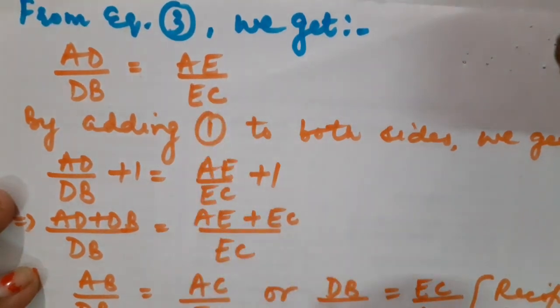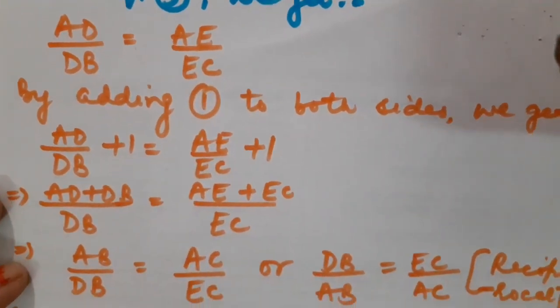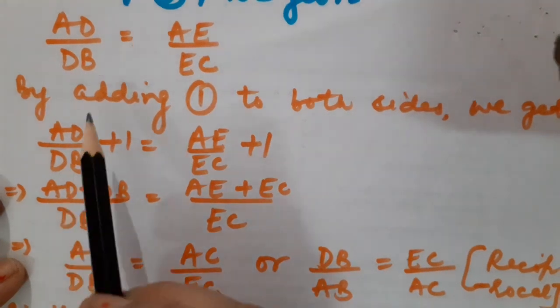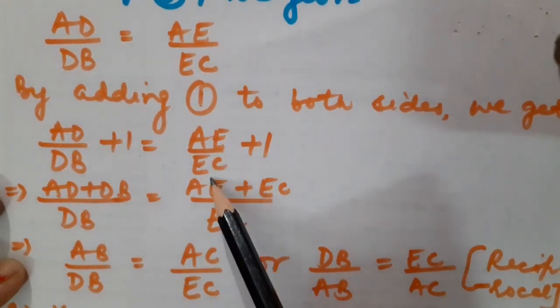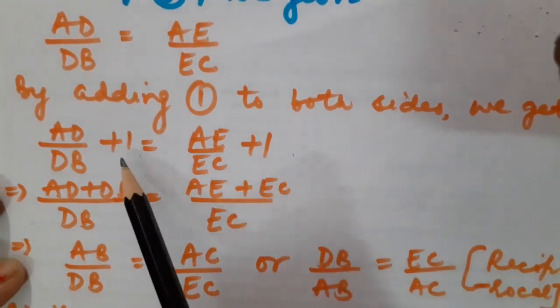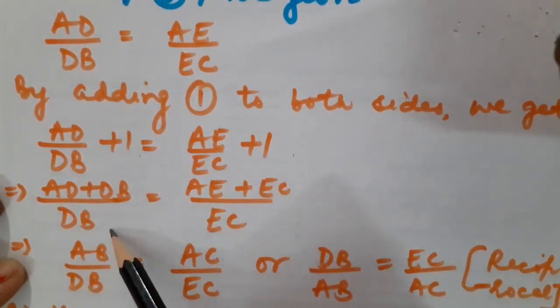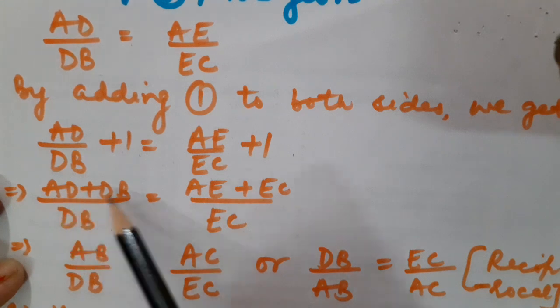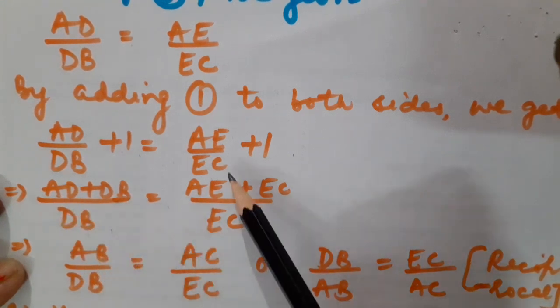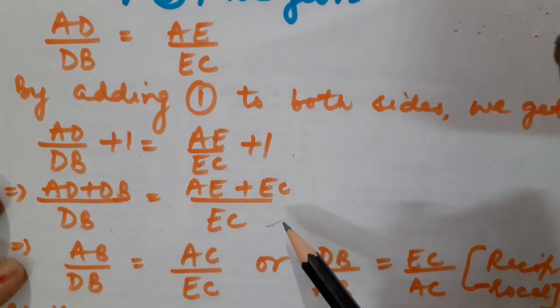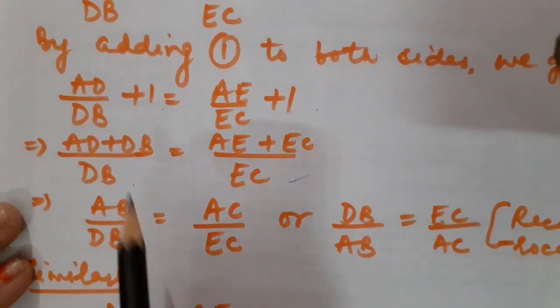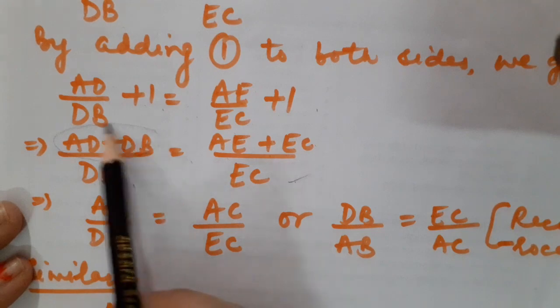What I am going to do, I am going to add 1 on both the sides. So it would become AD upon DB plus 1 is equal to AE upon EC plus 1. Let us take DB as LCM. So it would become AD plus DB upon DB is equal to AE plus EC upon EC.